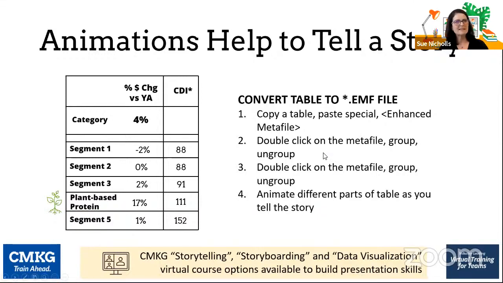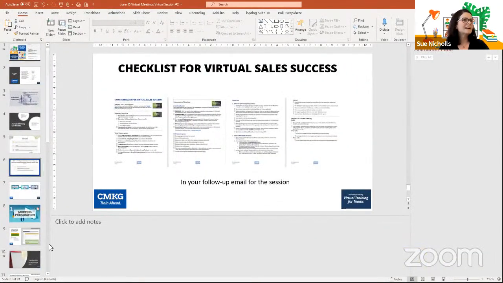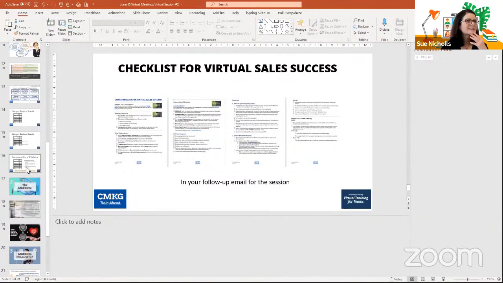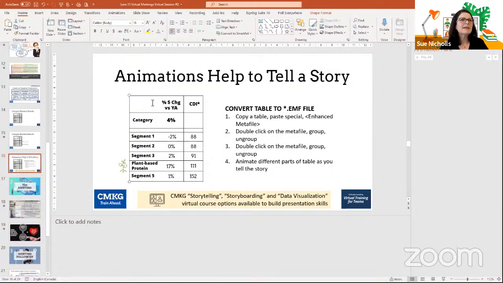But then what it does, if I hit escape, actually, if I bring over my actual raw PowerPoint, just bear with me here for a sec. So if I have this presentation, what happens is that when I convert it to an EMF file, every single part of the table is a separate piece. And so what it allows me to do is put animation on specific parts of the table to tell the story. Super cool way to do it. It's way more interesting than looking at a table and trying to figure out what you need to do from here.